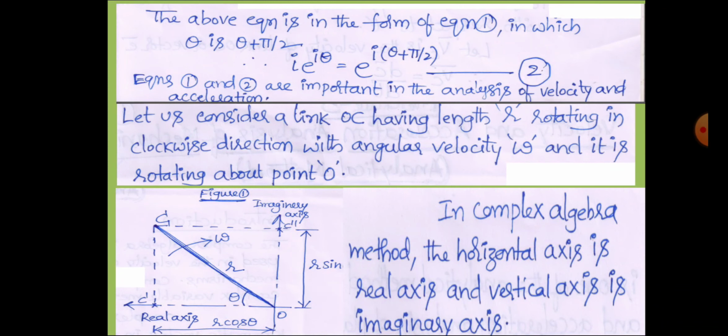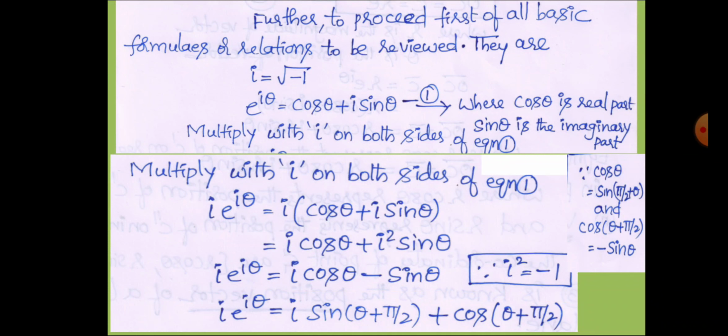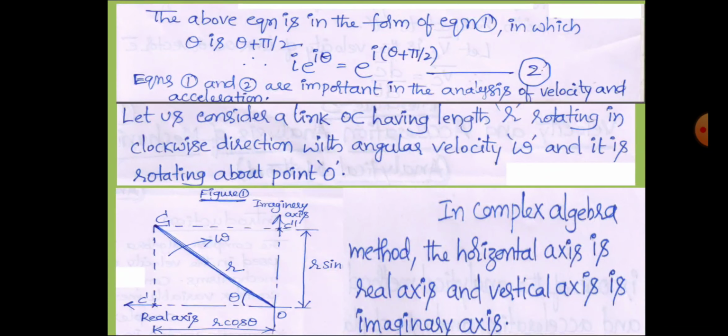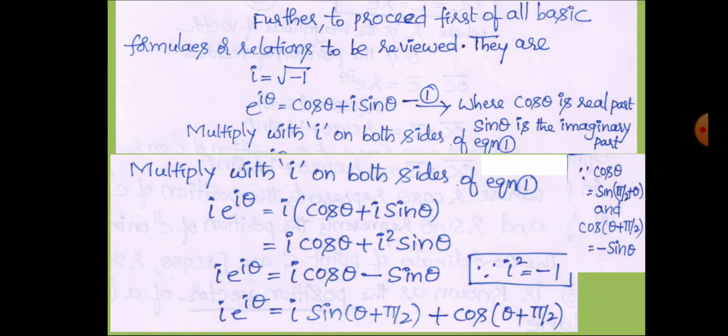Now equation 1 is in the form of: i into e power i theta is equal to i sin of theta plus pi by 2 plus cos of theta plus pi by 2. This equation is in the form of equation 1. But what is the difference in this equation is, in equation 1, theta.